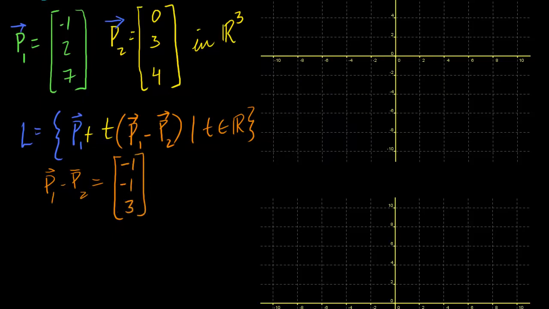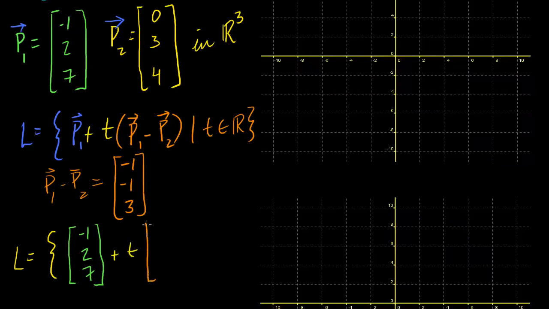And so our line can be described as the set of vectors that, if you were to plot it in standard position, would be this set of position vectors. It would be P1, let me do that in green, minus 1, 2, 7. I could have put P2 there just as easily. Plus t times minus 1, minus 1, 3, where t is a member of the real numbers.